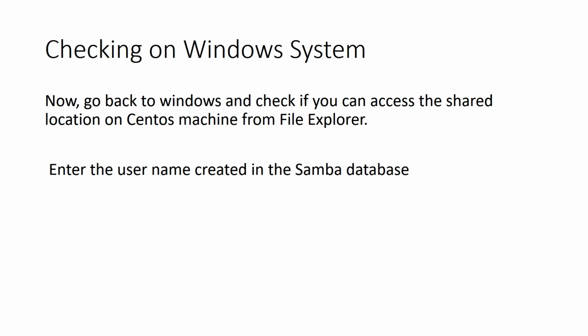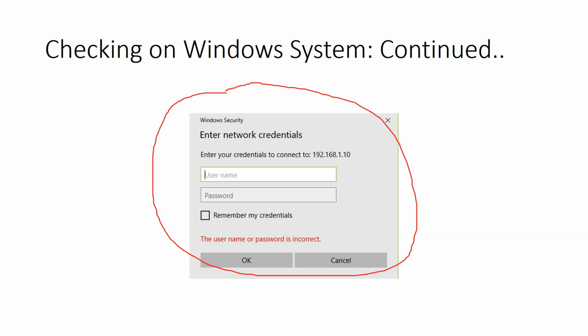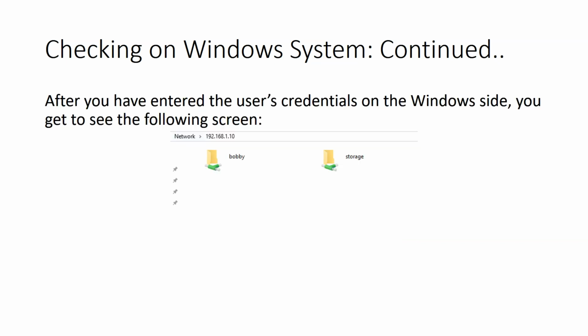Checking on the Windows system. Now go back to Windows and check if you can access the shared directory on the CentOS machine from the Windows File Explorer. Yes, you can. After you've entered the user's credentials, that is Bobby's credentials on the Windows side, you get to see the following screen. You see the directory Bobby, which is the home directory, and the storage directory. That's what we wanted. And in this directory, we are going to store files, right?